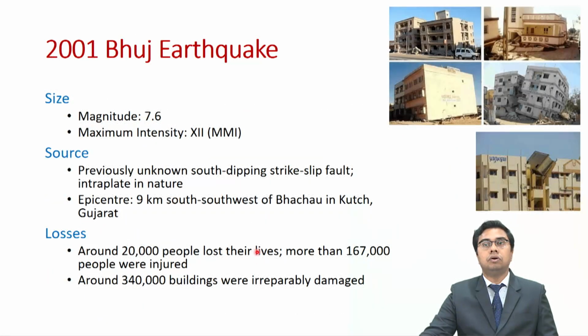Let us look into the 2001 Bhuj earthquake, which happened in Gujarat, and the epicenter was located 9 kilometers southwest of Bhachau in the Kutch region. This happened due to rupture of a previously unknown strike-slip fault, and this was also intraplate in nature. The magnitude of the earthquake was 7.6 and the maximum intensity was perceived to be the highest, that is 12 on the modified Mercalli intensity scale.